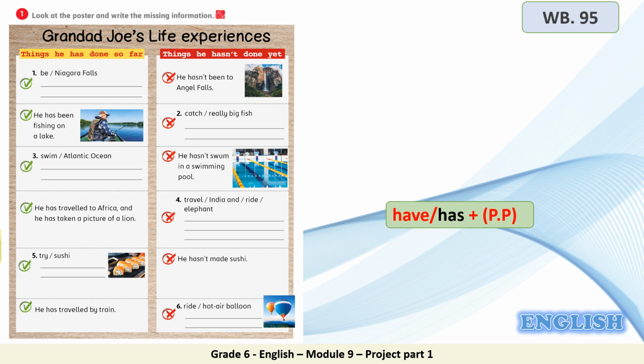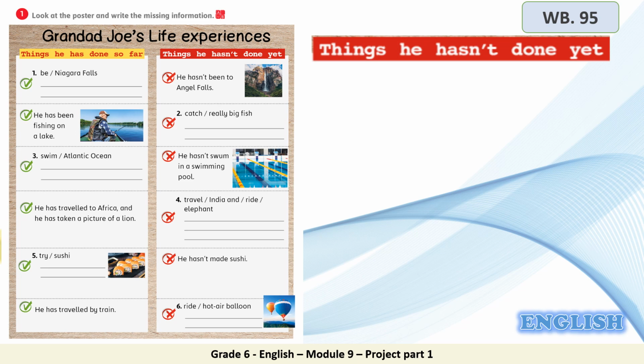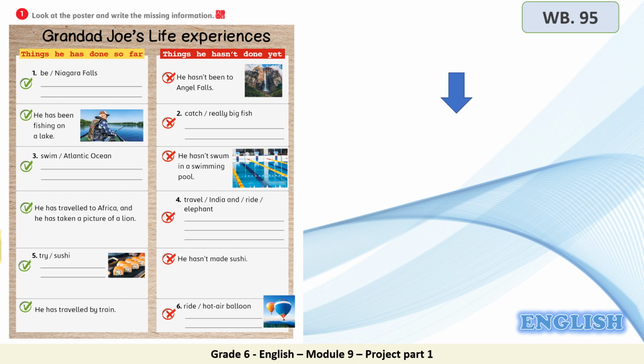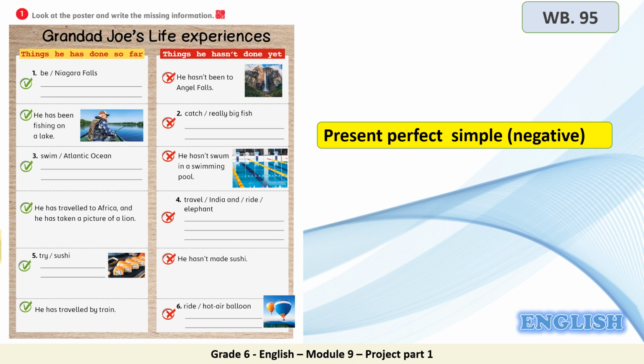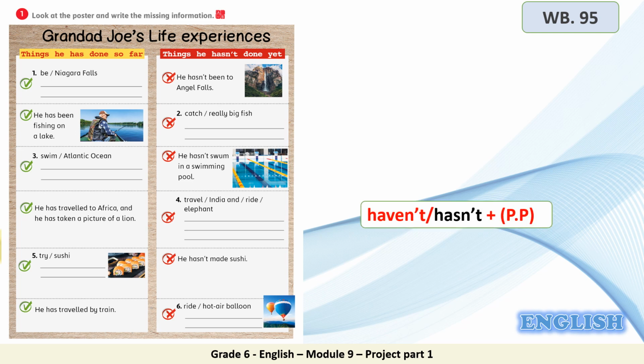Let's look at the right part of the poster. The things he hasn't done yet. Which tense did he use here? Excellent. It's the same, present perfect simple, but the negative form, hasn't or haven't, plus the past participle.